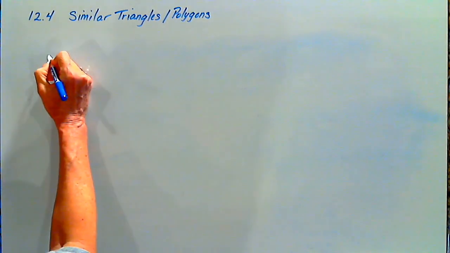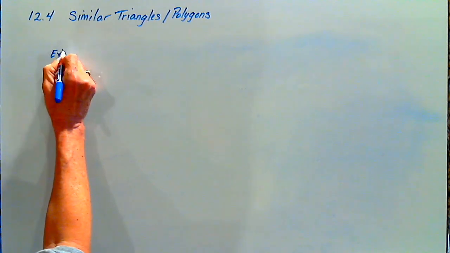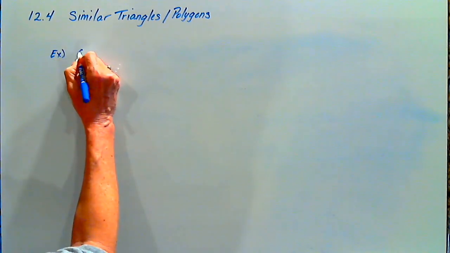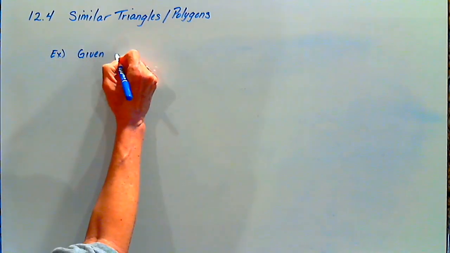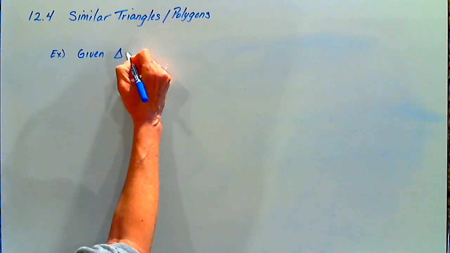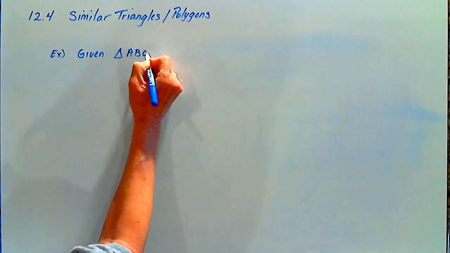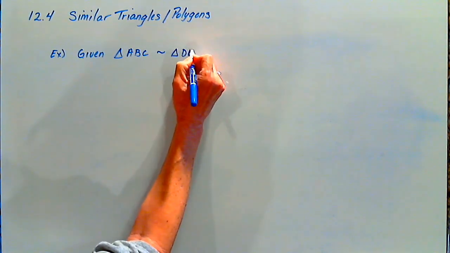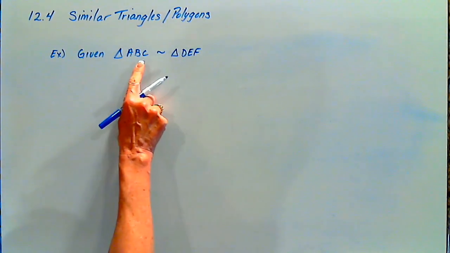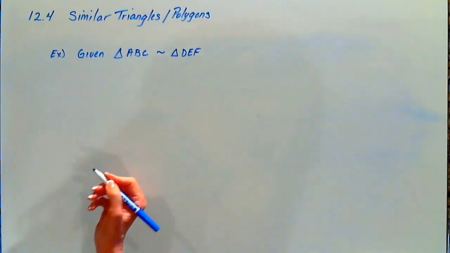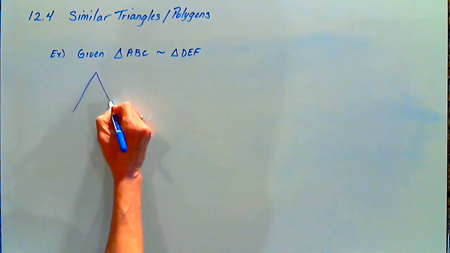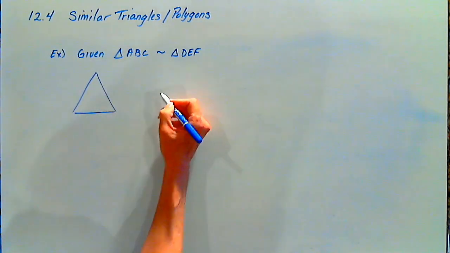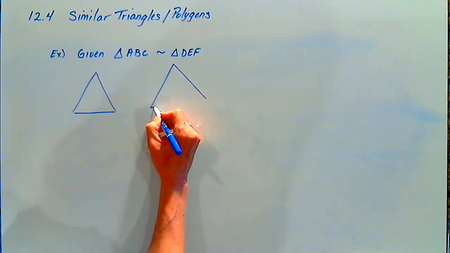Let's take a look at some examples of similar triangles and how we can use them to determine a side length. So for example, I'm going to tell you that given triangle ABC is similar to triangle DEF. Now we just went through all the corresponding parts and corresponding angles. And I give you two pictures, not drawn to scale.